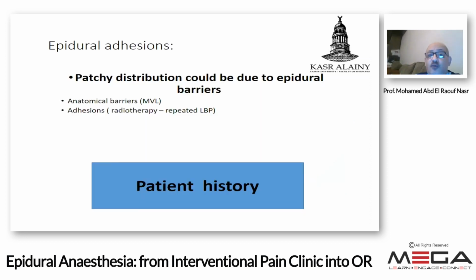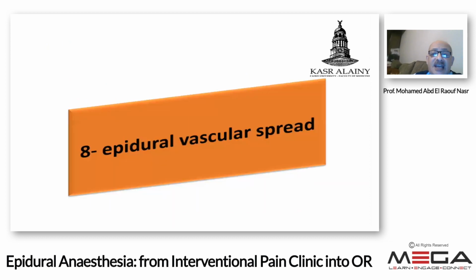So we have to search for adhesions. We have to ask the patient about a history of radiotherapy or repeated low back pain, because repeated inflammation might lead to adhesions and the development of barriers.